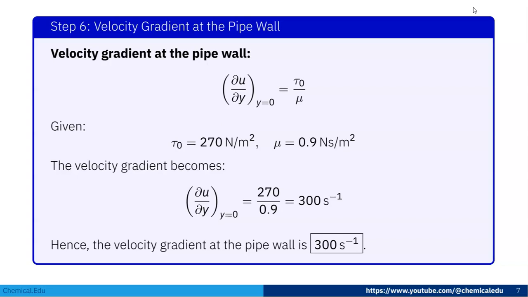Now we can also calculate the velocity gradient at the pipe wall. So du by dy is nothing but tau 0 by mu. So from the Newton law of viscosity, tau 0 is mu into du by dy. So from here, du by dy at y equal to 0 at the wall, that is tau 0 by mu. Tau 0 we got, that is 270 Newton per meter square. Mu we know 0.9 Newton second per meter square. So from here we can get the velocity gradient at the wall. So that is 270 by 0.9, so 300 second inverse. So the velocity gradient at the pipe wall is 300 second inverse.